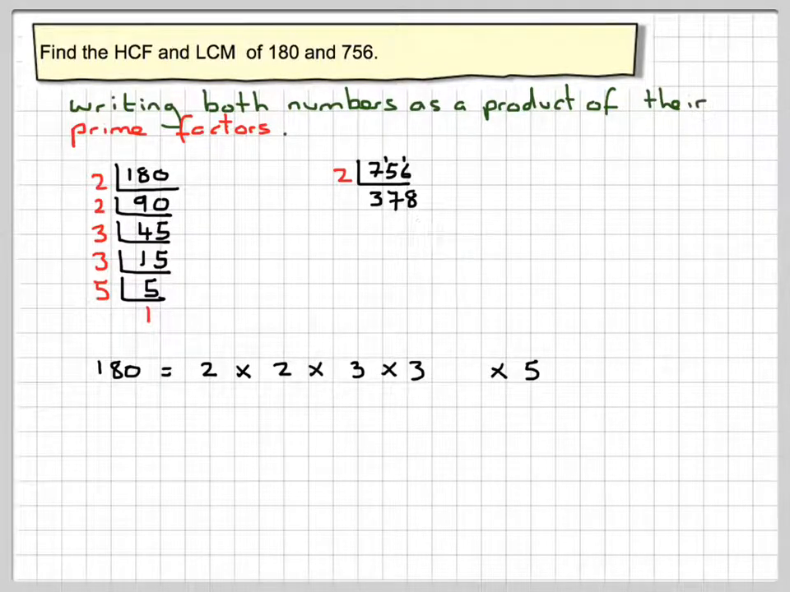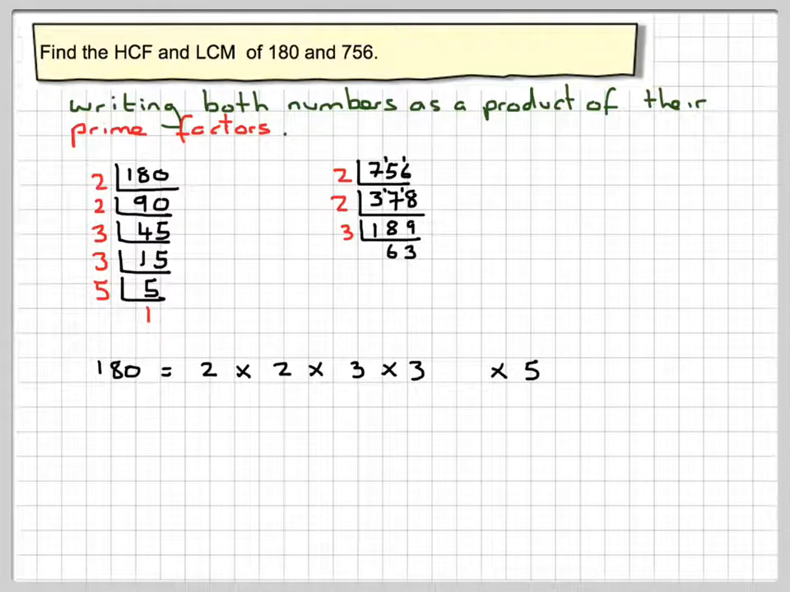This is an even number, so we'll try again by 2. So 2 into 378 is 189. This is no longer even, so we've got to look at the next number. 1 plus 8 plus 9 is 18. 18 is divisible by 3, therefore that number is divisible by 3.